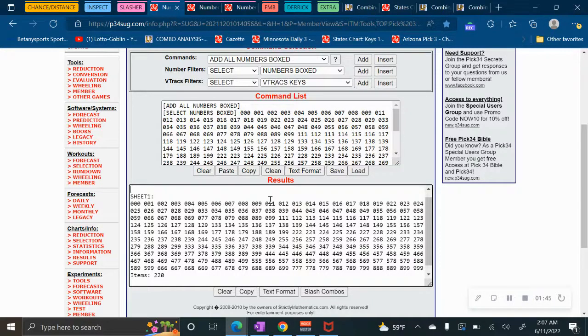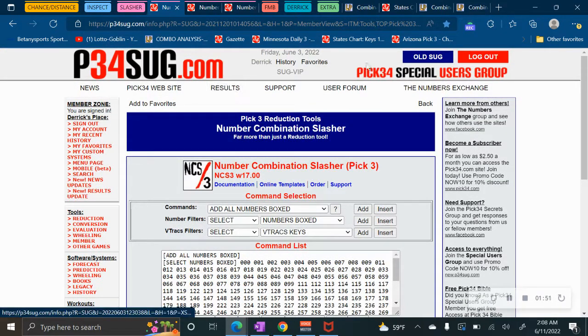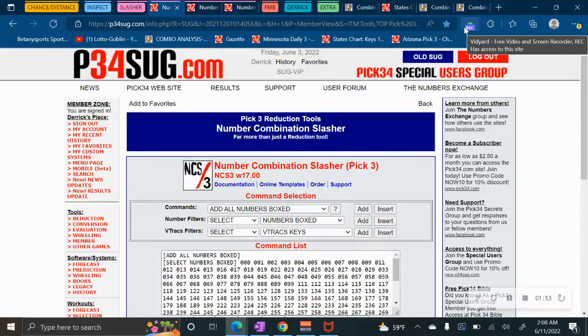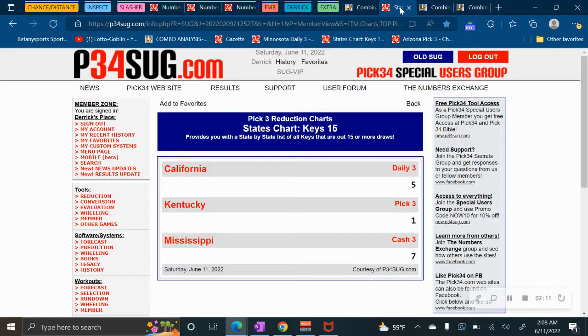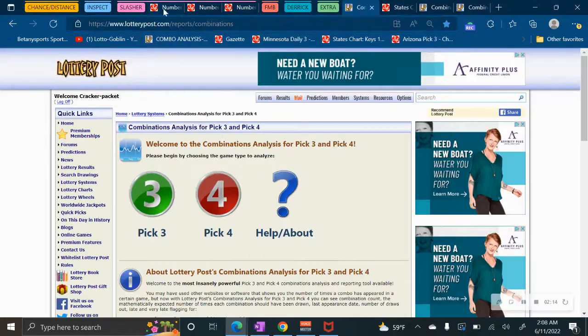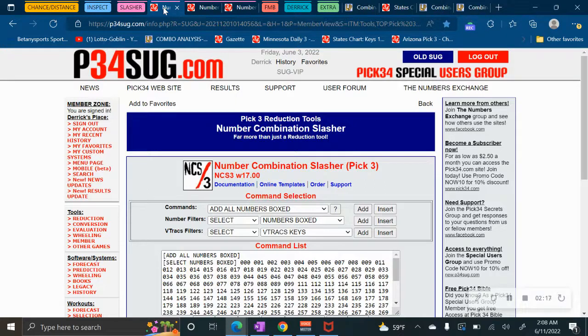Now you can do this on Pick 3-4 SUG, and you can do it over on Lottery Post. I use both, and Pick 3-4 SUG is bread and butter because it's got all my charts and all the other awesome filters. But I still like the combination analysis thing over here because you can combine states. It's just my way of doing things, and everybody has their own way. I don't want to make this a huge video, so I'm going to break it up maybe. But let's just see what I can do right now.